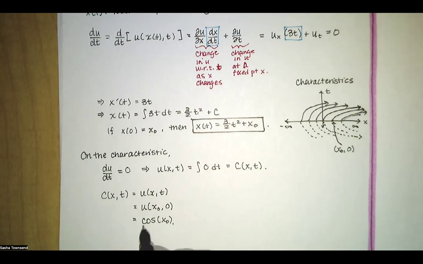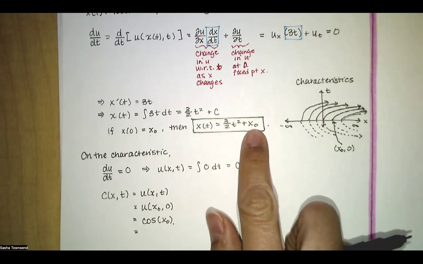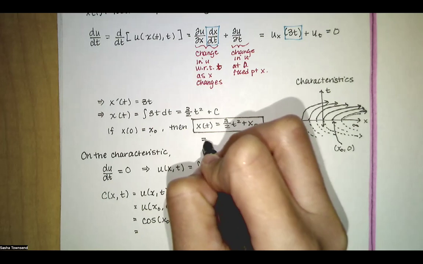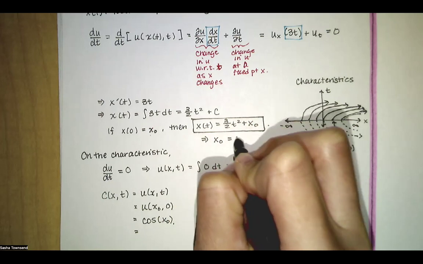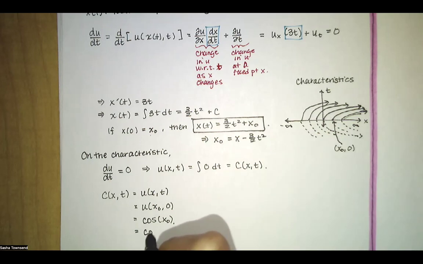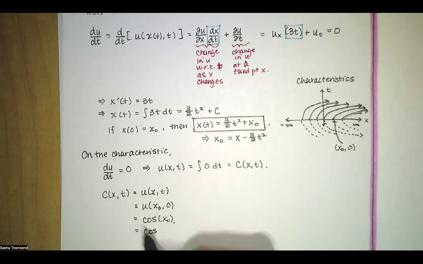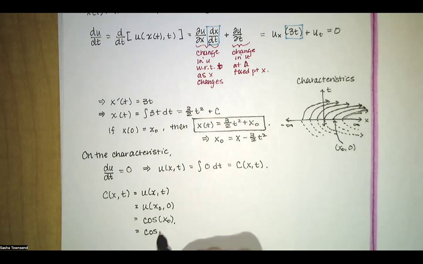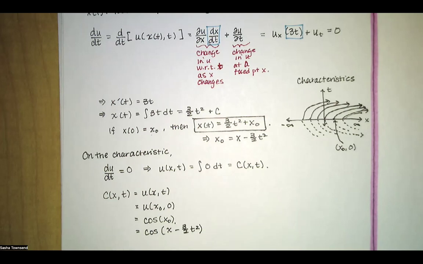Now, in general, we can write this in terms of x and t by solving this equation for x naught. So I've got x naught is equal to x minus 3/2 t squared. So our constant function is cosine of x minus 3/2 t squared. And in this case, it happens to be equal to u of x and t.